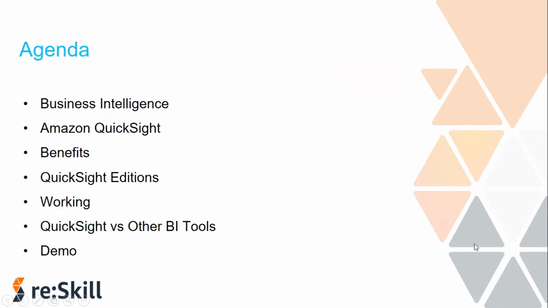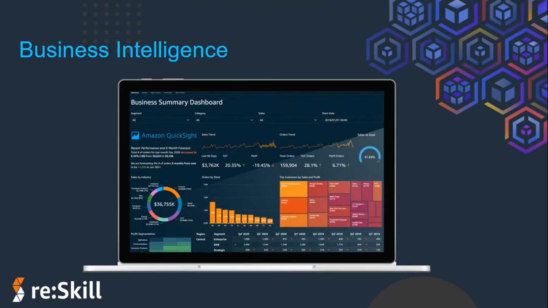Let me take you through the agenda for this topic. We will start by discussing what is business intelligence and what's the need of it in today's world, and what is Amazon Quicksight, how this can be helpful, what are the benefits that we get with it, what are the additions that are available with Amazon Quicksight, how does it work, and Quicksight versus other business intelligence tools that are available, and a quick demo for how to get started with Quicksight. So let's begin with the first topic for today's video, that is business intelligence.